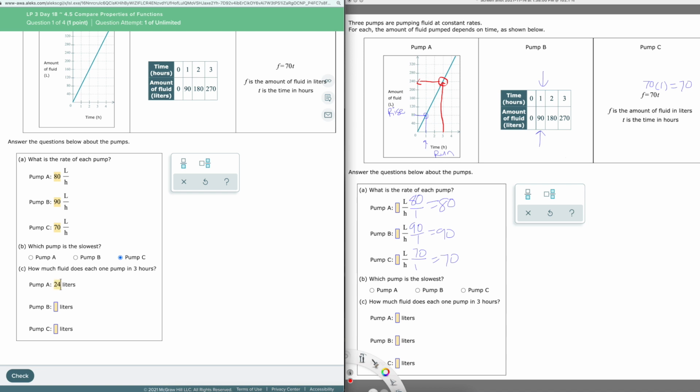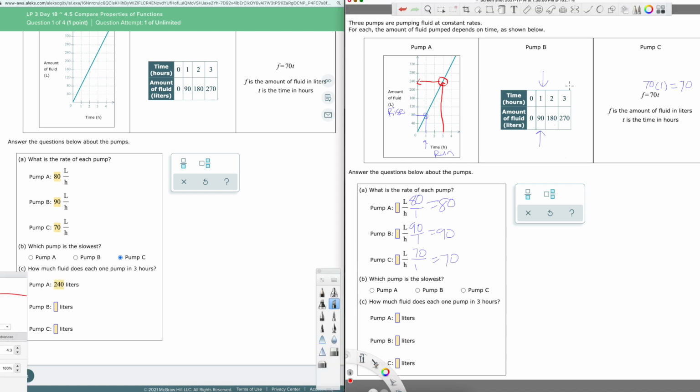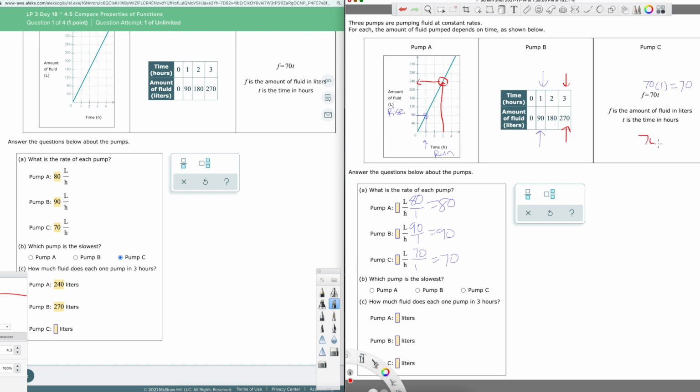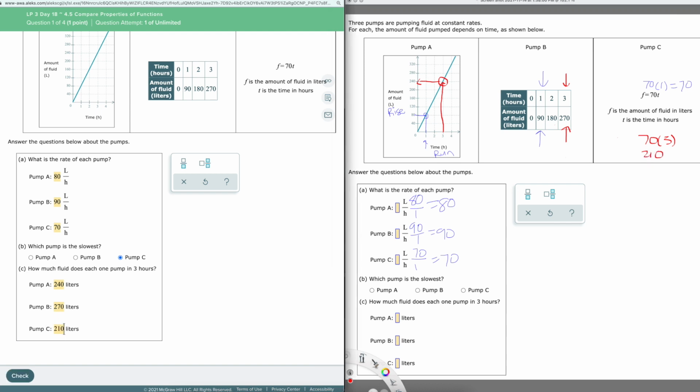For pump B, I can go to the table and go, well, at 3 hours, how much have I pumped? 270. For pump C, I'm going to have to plug it in. So it's going to be 70 times 3. So 7 times 3 is 21, and then I put the 0 back on. So it's 210. So this is another way of seeing, yeah, pump C is definitely smaller. It's pumping the slowest.